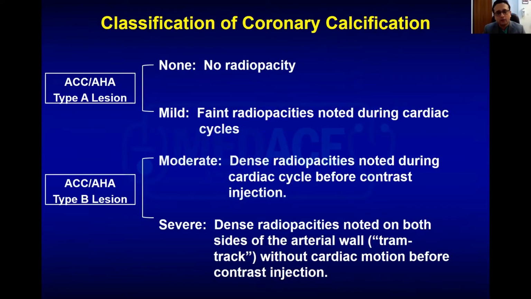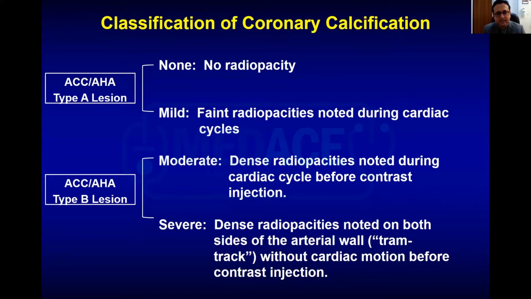So what do we know? How do we classify it? I won't bore everybody with it, but in terms of calcified lesions, the ACC/AHA classification classifies them into two, type A and type B. Type A has two subcomponents: none, where there's no radiopacity on angiography, and mild, where you can see faint radiopacities during the cardiac cycle. Type B has moderate and severe in it.